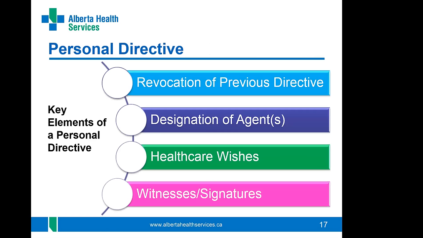So any personal directive has kind of 4 key elements. So there's a revocation of previous personal directive statement. It's where you can designate your agent. There's a section about designating your agent. There's a section where you can write healthcare wishes. And then there's the witnesses and signatures, which makes your personal directive legal and valid.